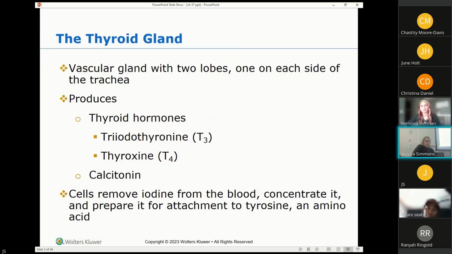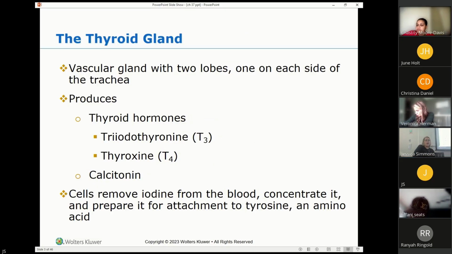Yes. Something you want to monitor in a patient that has a thyroidectomy, so the removal of the thyroid gland, is the possibility of the patient accidentally having their parathyroid removed with it. It is a complication of thyroid surgery, and we'll get more into that.